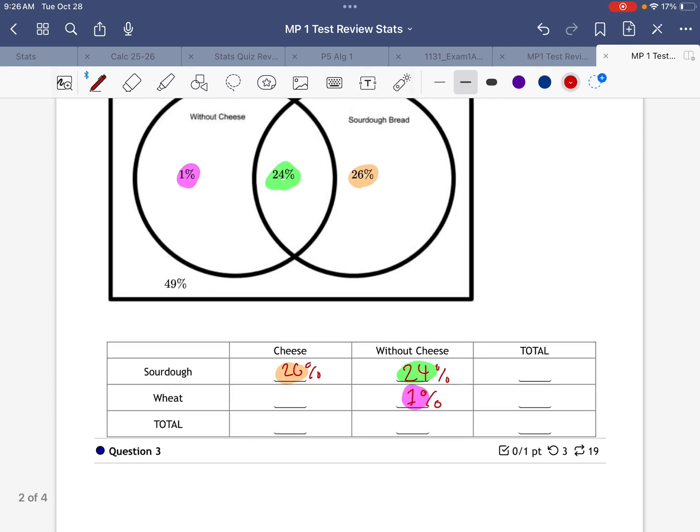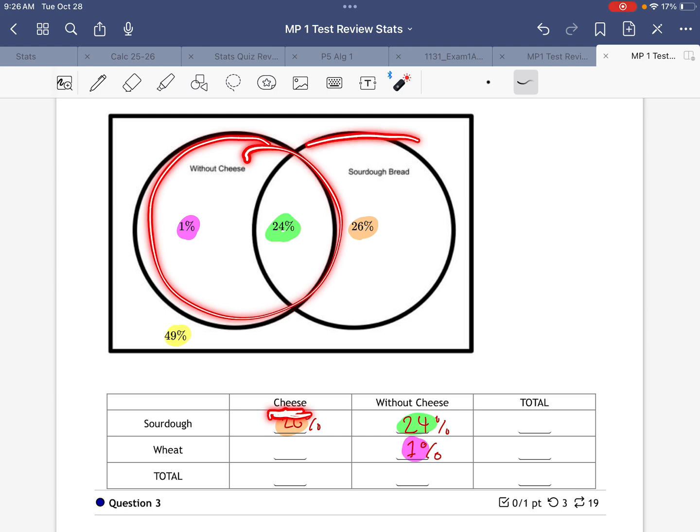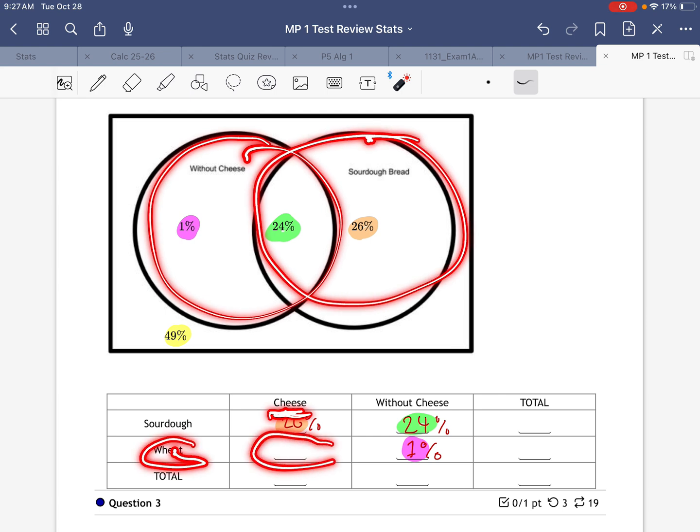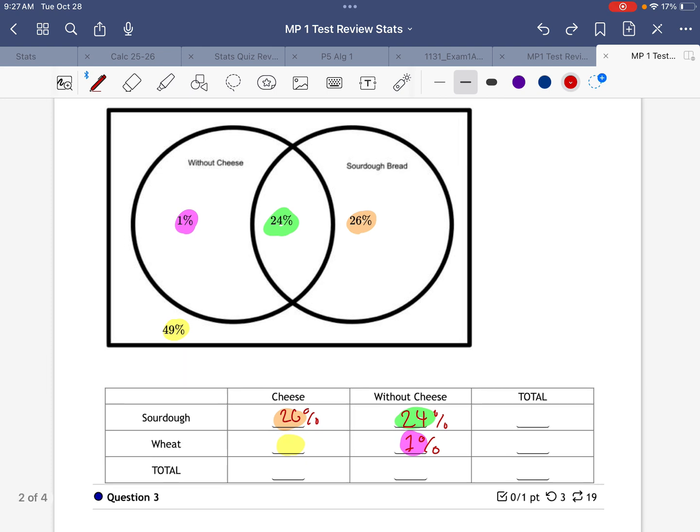goes here. And this 49% is outside of both circles. So if it's outside of the without cheese, then it must contain cheese. And if it's outside of the sourdough bread, then it must be wheat bread. So that's where this part is going to go. Oh, sorry, not 1 again. This is going to be 49%.